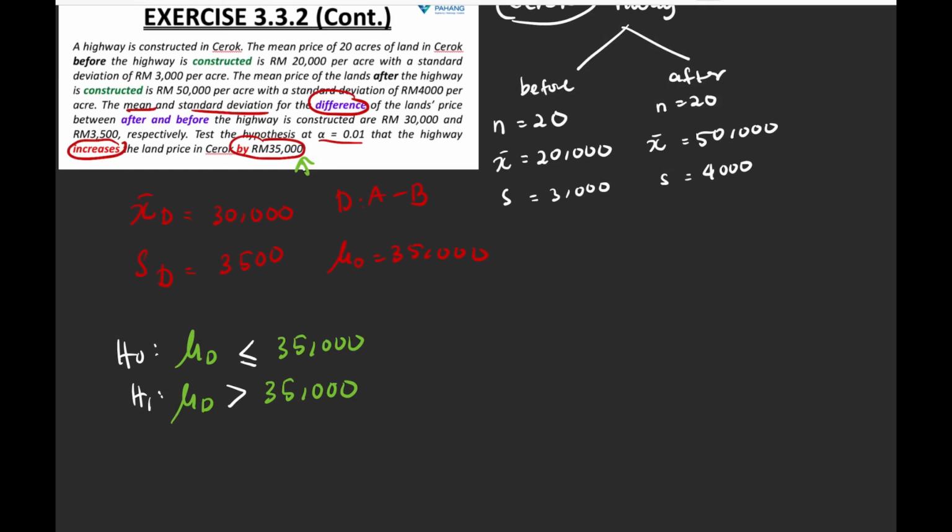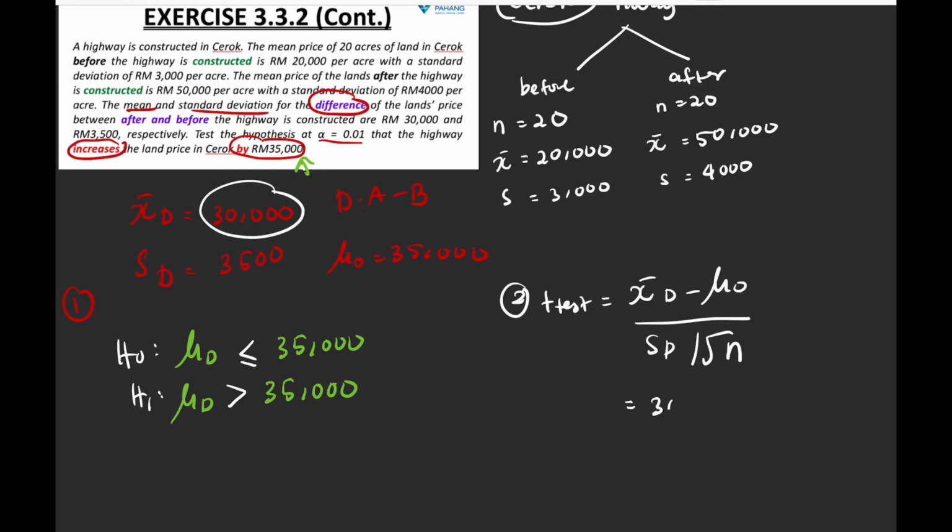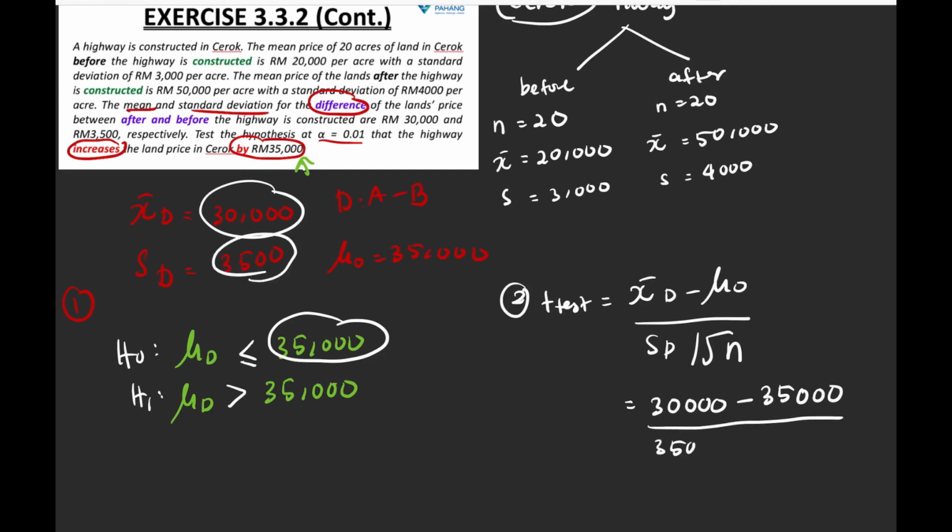Okay, so this is step number 1. For step number 2, your T test is equal to X bar D minus mu naught over SD over square root N. So X bar D is 30,000 minus mu naught is 35,000 over SD 3,500 over square root N, 20. So you will get the T test is equal to negative 6.3888.